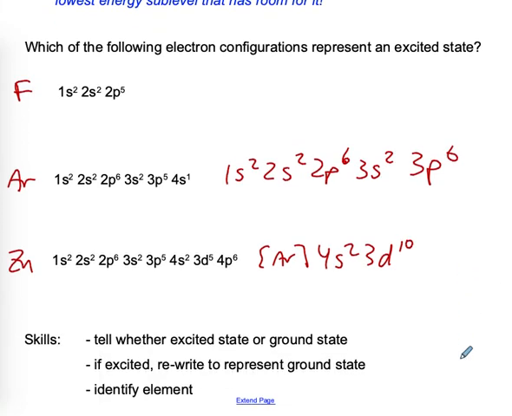So what you should be able to do is, if I give you an electron configuration, tell me whether it represents an excited state of the element or the ground state. If it is an excited state electron configuration, rewrite it to represent the ground state, as I did in the second and third examples, and then identify the element simply by counting up the electrons. That's pretty much it on electron configurations.